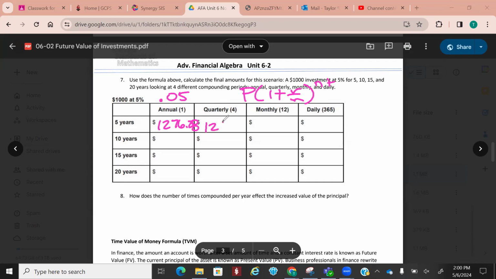You're going to get 1,282.04. And then when you plug in monthly, that's 12 for n. You're going to get this. Daily, that's 365 days. And I'm going to do this last column as well for this last row, because all we want to do is compare. You should be able to do this one on your own.